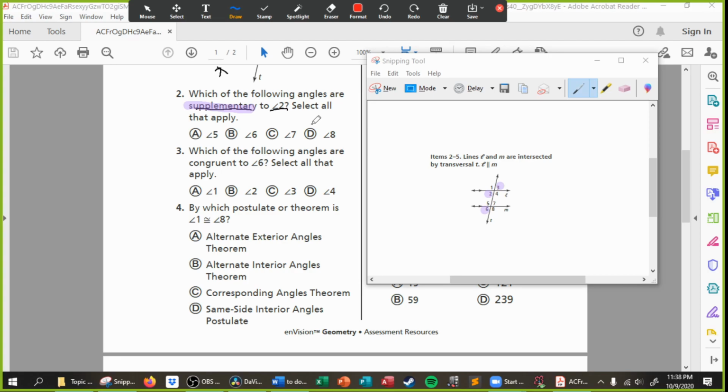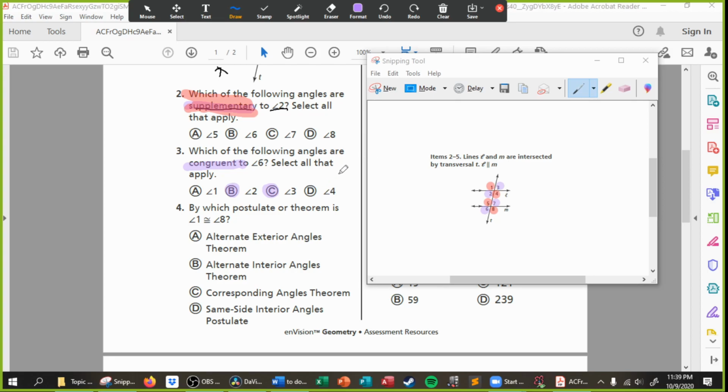I guess I could leave the color coding. Let's see what the next question says. Which of the following angles are congruent? So here we'll do this. This one ended up being red for supplementary. Here we have our congruent angles in purple. Luckily we have 6, so this chart still works. So any angle that's equal to 6 will be in purple. So that is not 1. 2 is. 3 is in purple. And 4 is not. So that is how we would answer number 3.